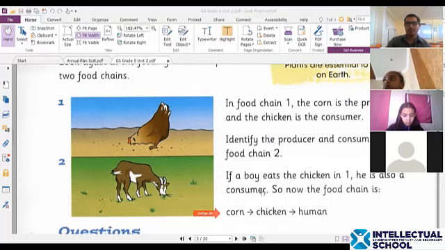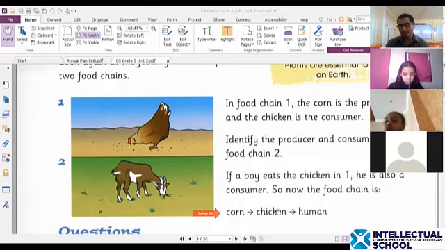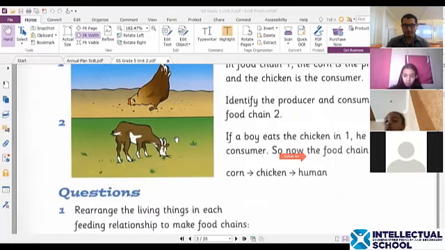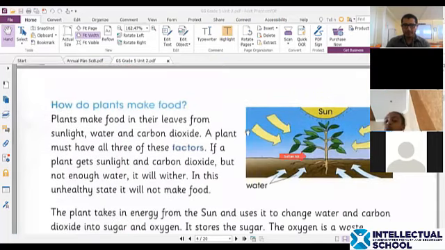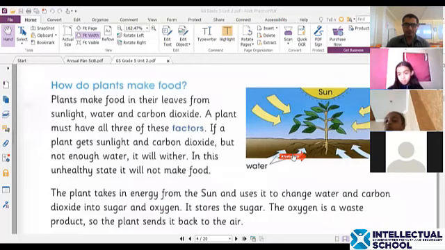So grass is eaten by a goat and goat is eaten by a human. In the same way, here they say corn is eaten by a chicken and chicken by a human. Corn is the producer, chicken is the consumer, and human is again a secondary consumer because we are eating chicken. We all are consumers. Only plants are producers. They are the only organisms that can produce their own food in the natural environment. Here, how the plants are able to make their own food is photosynthesis.